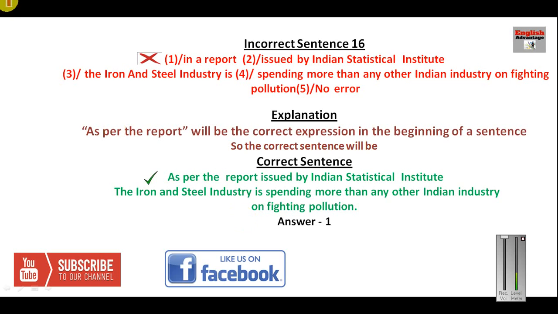Let us see the next part. In a report issued by Indian Statistical Institute, the iron and steel industry is spending more than any other Indian industry on fighting pollution. Okay, this sentence is good. This is a very important sentence, but you cannot use the phrase in a report in the beginning of a sentence. In the beginning of the sentence, you say as per the report or according to the report. This phrase can be used in the last part of the sentence, like this statement has been said in a report, but here you are using in a report in the beginning. So here you have to say as per the report or according to the report. So your answer will be 1.